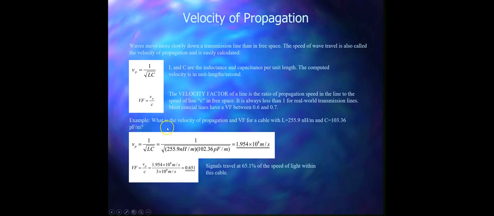Now, the example is given. What is the velocity of propagation and velocity factor for a cable with inductance 255.9 nanohenry per meter and capacitance of 103.36 picofarad per meter? So we have these two values. We can easily calculate the velocity of propagation and velocity factor, just plugging the values of L and C into this equation. We'll get this, and that velocity of propagation value can be put here, and by that we can find the velocity factor.